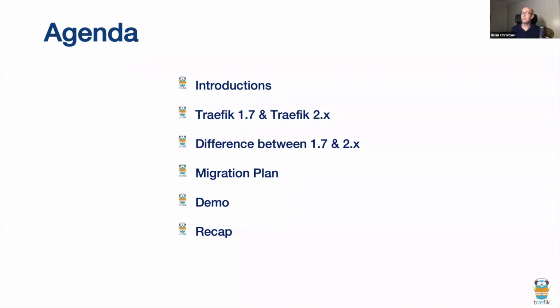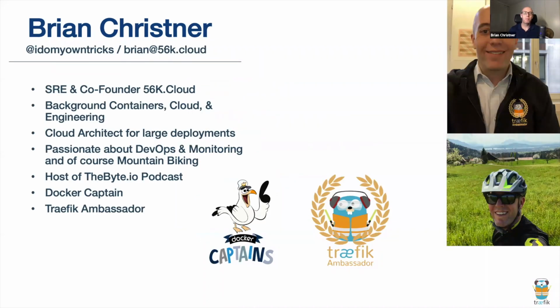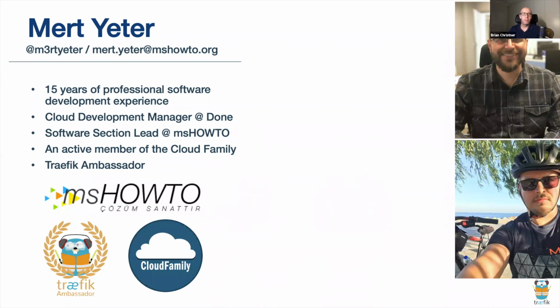Well, let's get started. My name is Brian Christner. I am co-founder of 56k.cloud, and I'm also doing SRE work. My background is in containers, cloud, and engineering. I am doing a lot of work around Amazon, containers, ECS, Docker Swarm, and Kubernetes. It's really very diverse. I'm also a passionate mountain biker, and so is everyone else on this call, actually. Everybody is some sort of cyclist. I'm also the host of the Bike.io podcast, and I am a Docker captain and Traefik ambassador. I'll hand it over to Mert.